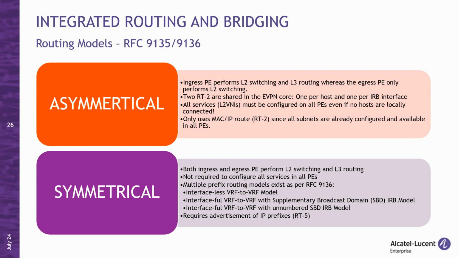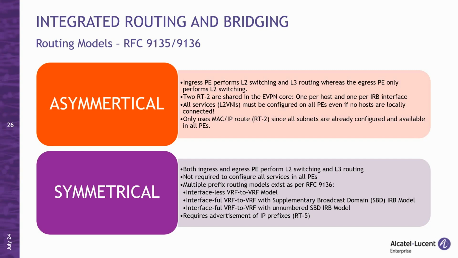On the other hand, in the symmetrical model, both the ingress and egress PEs perform layer 2 bridging and layer 3 routing. The ingress PE performs a MAC lookup followed by an IP lookup, and the egress PE performs an IP lookup followed by a MAC lookup. This will not require the service configuration in all PEs, but only where the hosts are attached. This is more scalable, but will require route type 5 to advertise the IP prefixes.